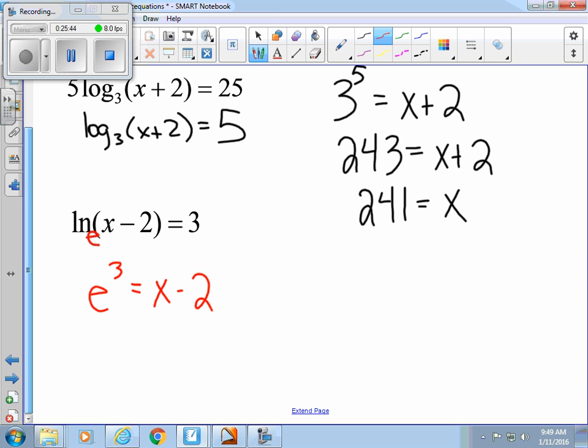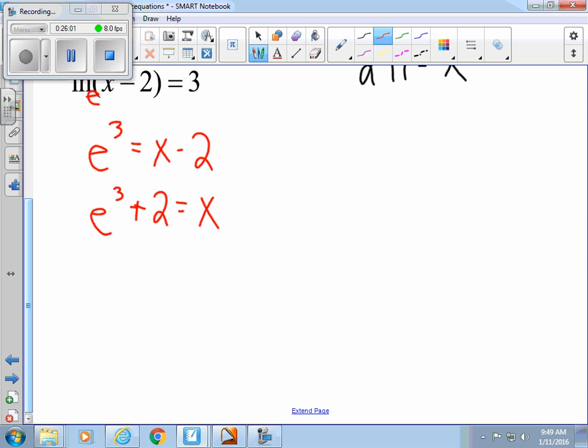E cubed is going to be a decimal. You can type it in now, or you can add the 2 over first. It doesn't matter. But how do I get x by itself? E cubed plus 2 equals x. And that's a decimal that's 7 ones.